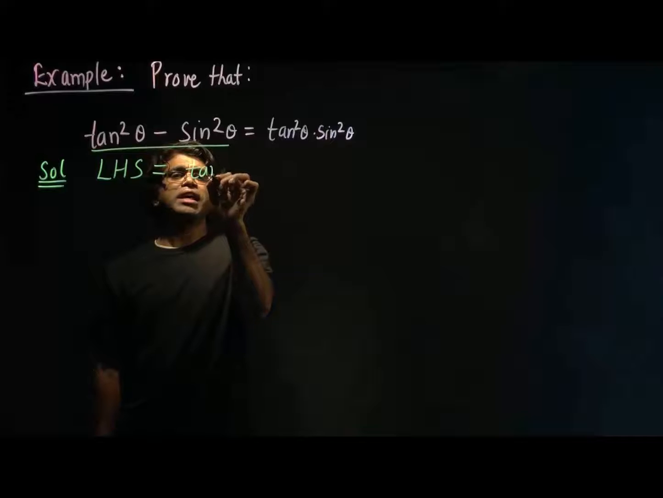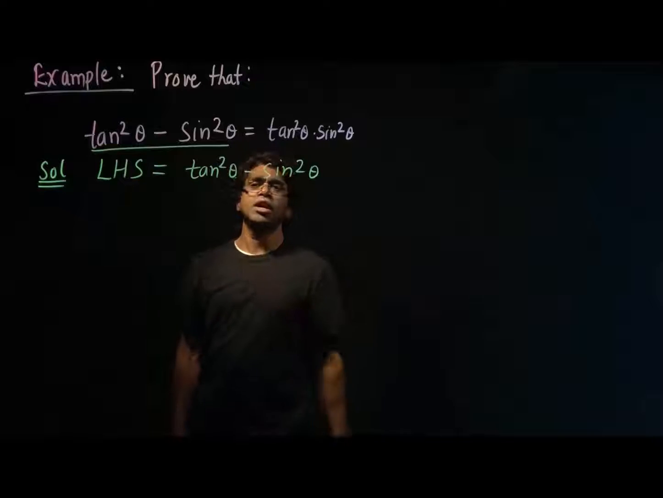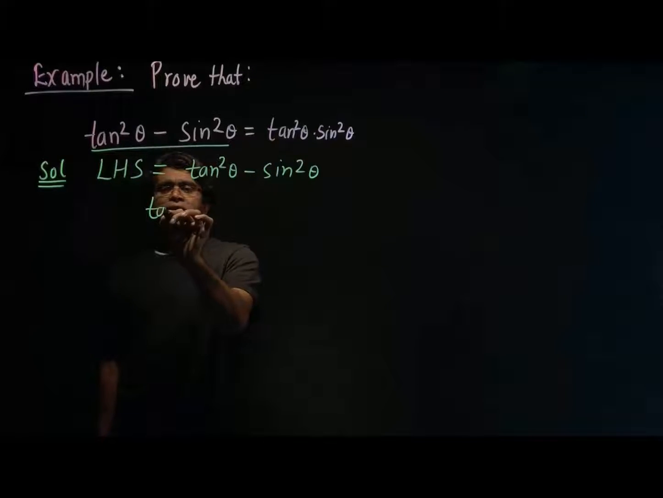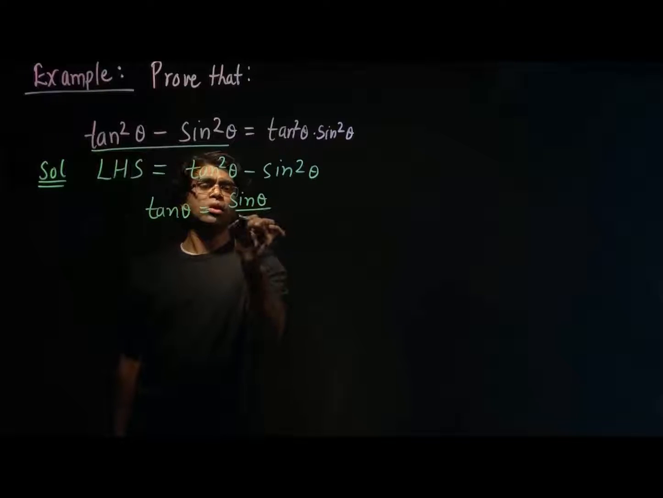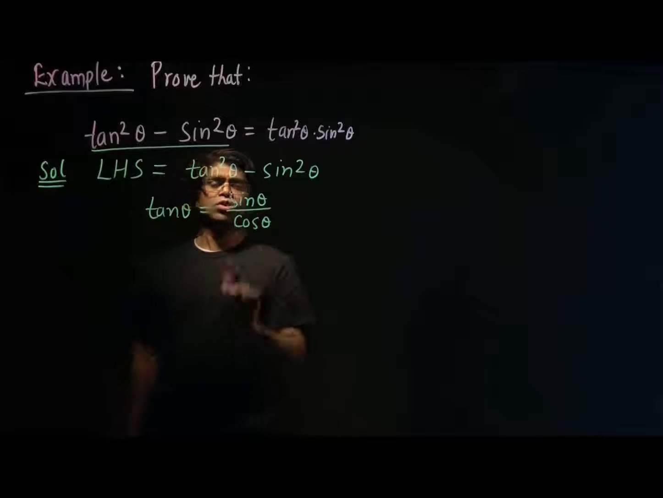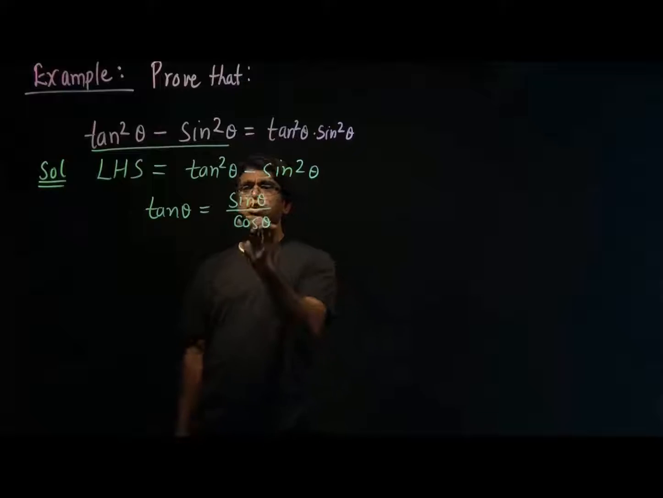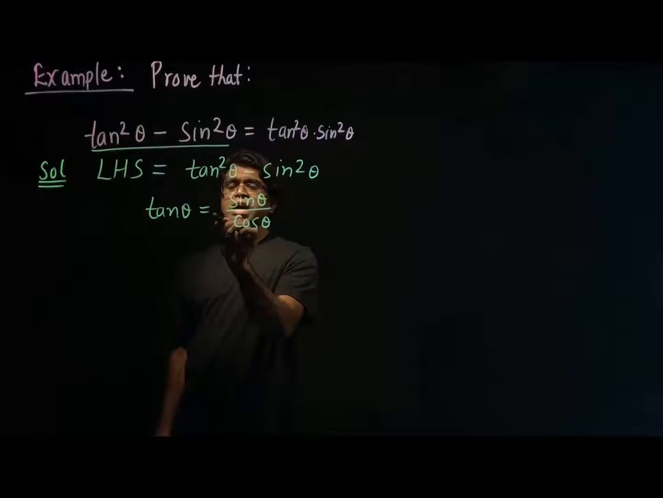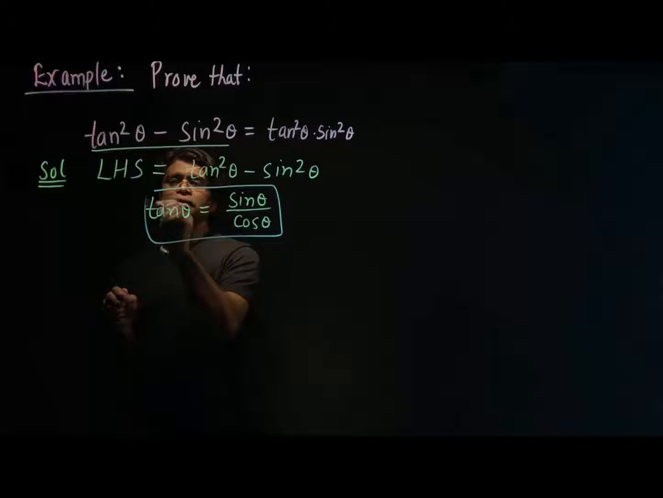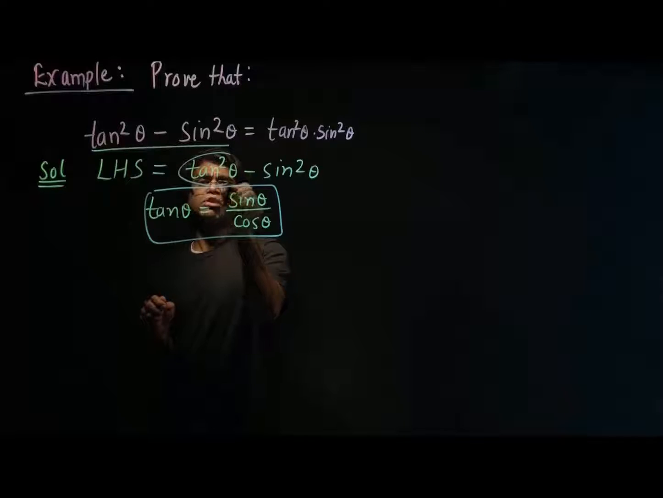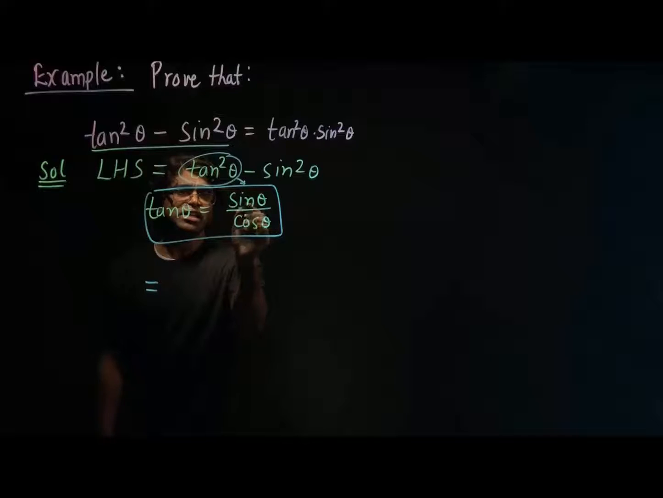So I will write tangent squared theta minus sine squared theta. Now, we all know that tangent theta is equal to sine theta over cosine theta. This is basically the relationship between tangent, sine and cosine. So, in place of tangent, I am going to replace tangent by sine over cosine.